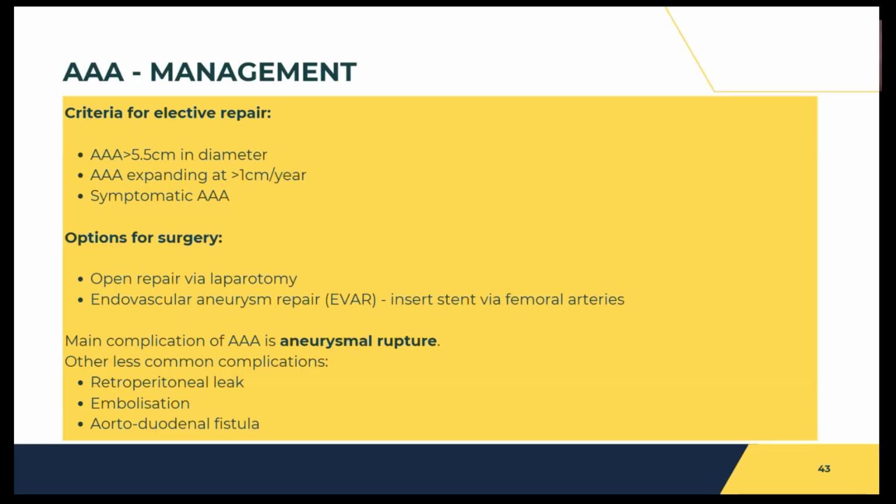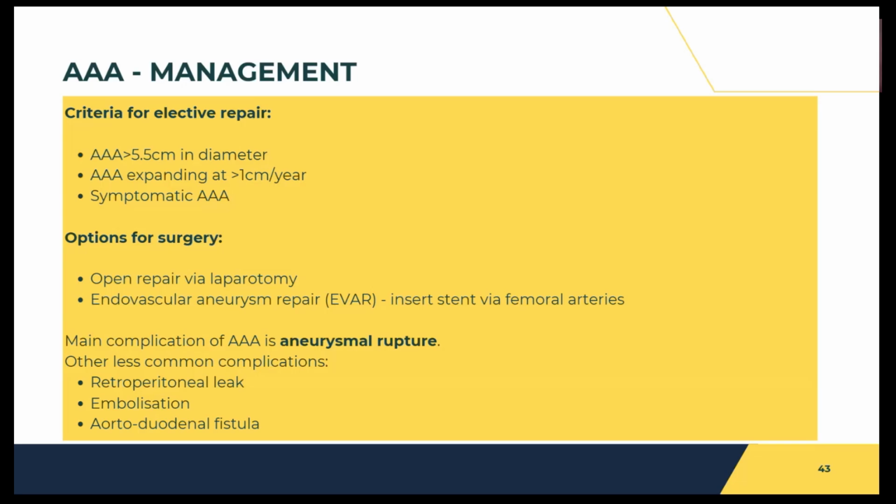So there are 2 main repair options for AAA. One being open repair via laparotomy, which is more invasive, or endovascular aneurysm repair, which is quicker recovery but does require lifelong imaging and follow-up for leaks. And the way they do this is they insert a stent via the femoral arteries. So criteria for elective repair, so they operate if an abdominal aortic aneurysm is over 5.5 centimeters in diameter, it's expanding at over 1 centimeter per year, and if it's symptomatic, if they're experiencing symptoms.